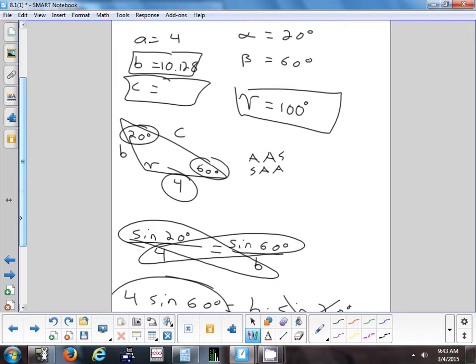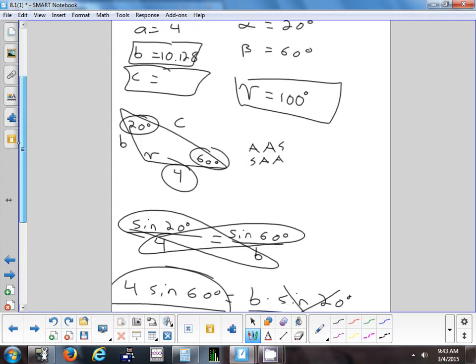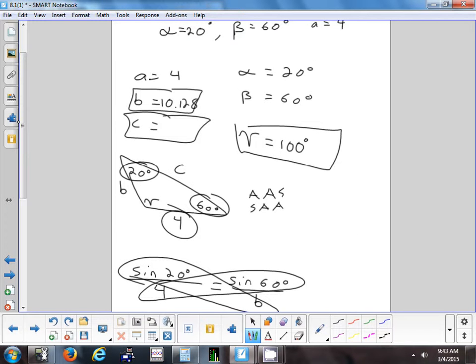Right, now we'll set up the law of sines one more time to find C. I have 2 rows that are complete. I've got to use one of them to help me find C. Which row should I use? The A row, the row that has A, because we were given a.